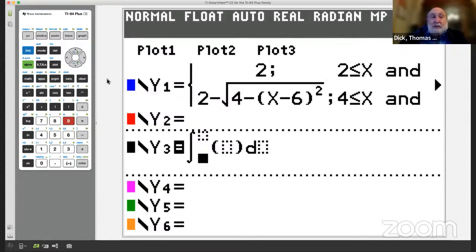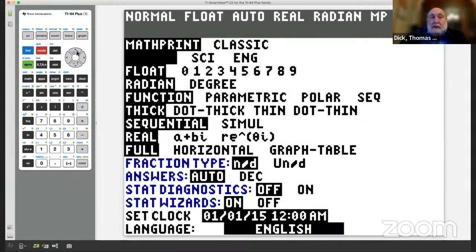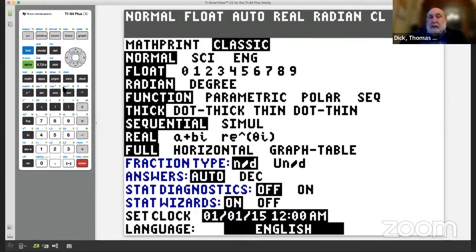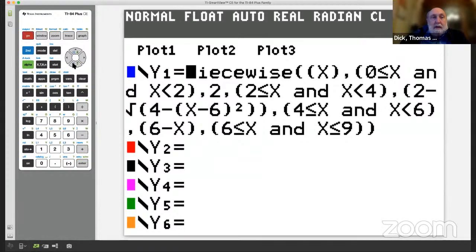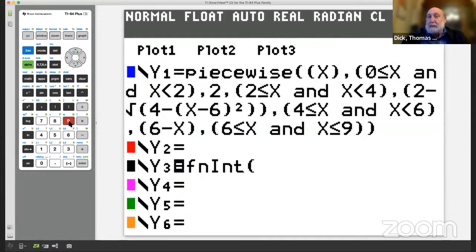So what I'm going to do is actually clear that off and go to mode. And you see up there at the very top says MathPrint and Classic. I'm actually going to change it to Classic mode. And what that means is when I go to y equals, you can see that y1 really changed its look. I'll go down to y3 again. And I'm going to bring up the math menu. And this time when I do fnInt, it actually comes up with that name for that function.